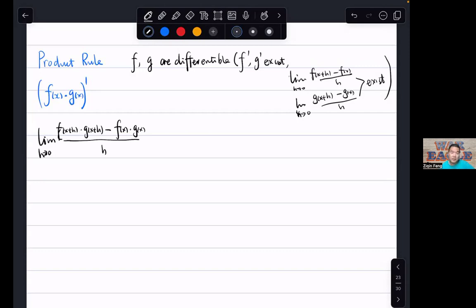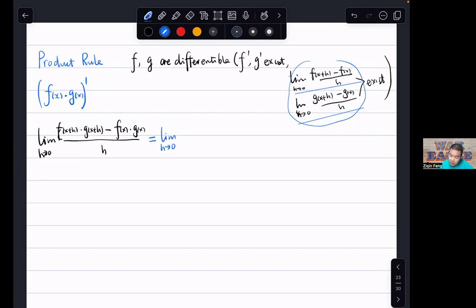We want to make a connection with what we know here. We know the first limit is f prime. The second limit is g prime. How do we make the connection here? This is a very classic way to make the connection.